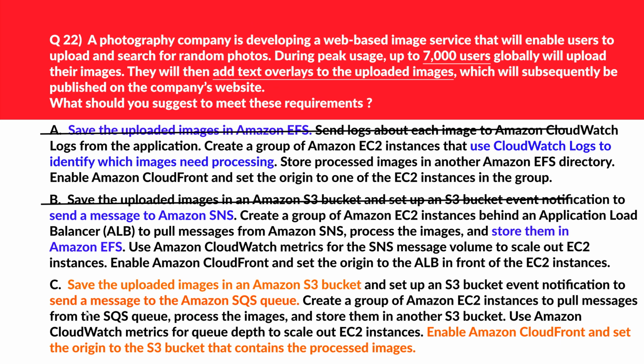Second part, send a message to the Amazon SQS queue. Amazon SQS can handle the messages between the S3 bucket and the EC2 instances. And the third part, CloudWatch can monitor the queue depth to scale out EC2 instances as needed. Finally, Amazon CloudFront can deliver and process images quickly to users worldwide. Therefore, it is the correct answer.